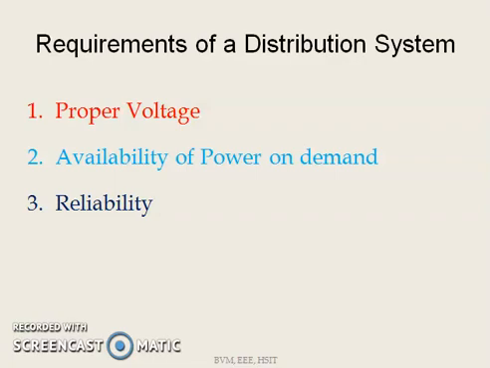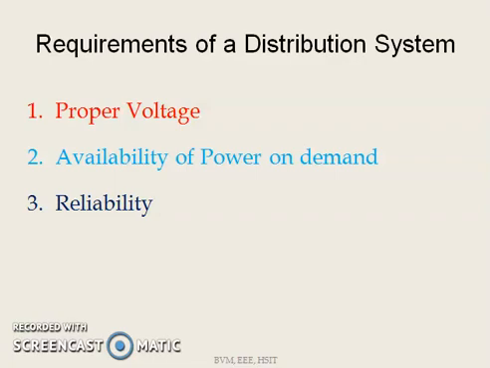We have different types of consumers: domestic consumers, industrial consumers, and corporates, all these different types of consumers. We have to take the demand or requirement of each of these different types of consumers, and we have to maintain the electric power supply continuously. Some of the requirements of a good distribution system are proper voltage, then availability of power on demand, then reliability.